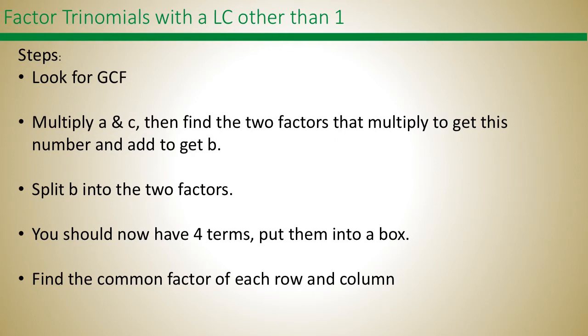Next, just like we did in the previous lesson, we're going to multiply a and c, and find two factors that multiply to get this and add to make the b term. We're going to split b into two terms, and now we have 4 terms. We're going to put them into a box. Our x squared term will always go in the top left box, similar to the warm-up that we just saw. Our constant will always go in the bottom right box. And then we're going to find the common factor of each row and each column, and those are the factors. So let's check out some examples.